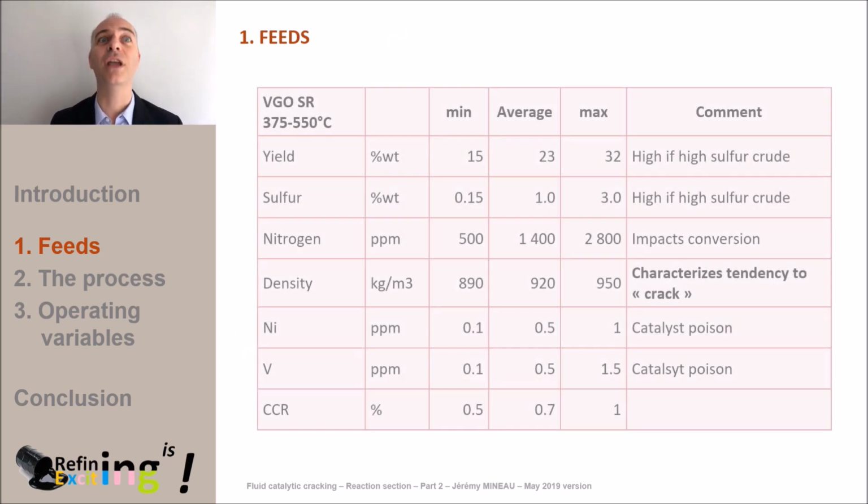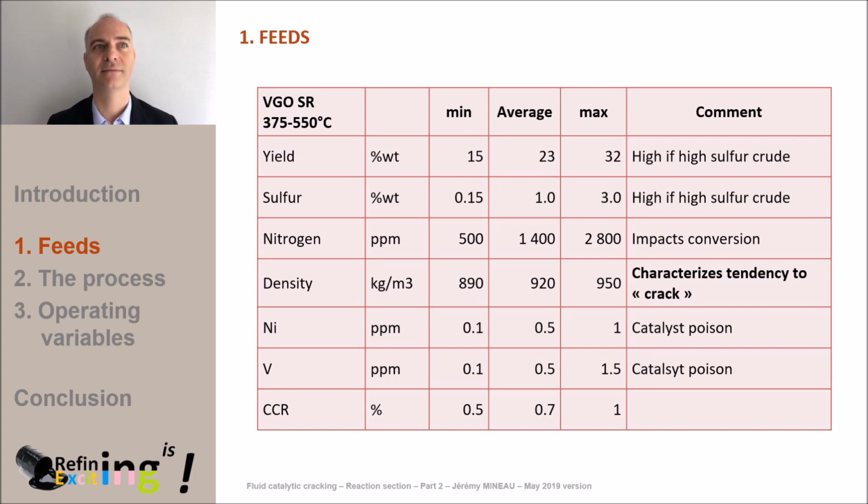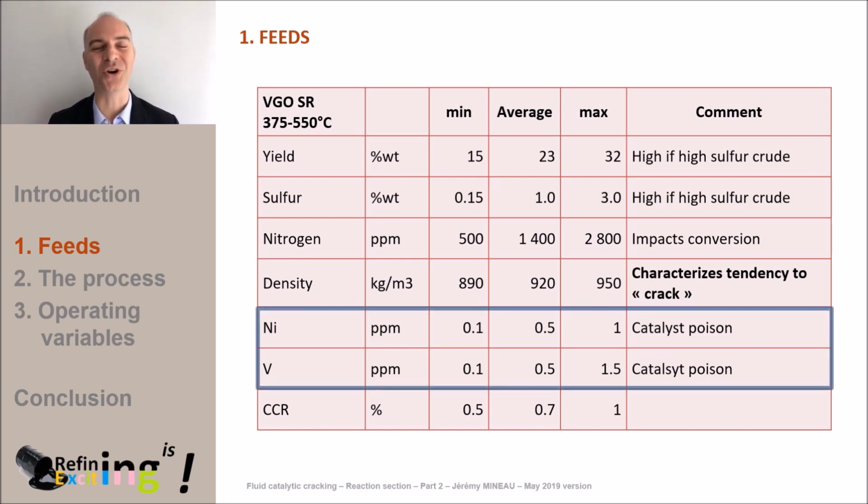If we summarize, here are the important feed properties for the FCC process. The yield, the sulfur content, the nitrogen content, and the density are recalled. Note that the metal content in the feed is also important. For a typical VGO from a vacuum distillation which works pretty well, the metal content is about a few ppm. When we talk about metals, we mainly target nickel and vanadium. Note that these two metals are catalyst poisons. That's why we need to monitor them and control them carefully. It is also to be pointed out that some other metals, like iron, are also catalyst poisons.